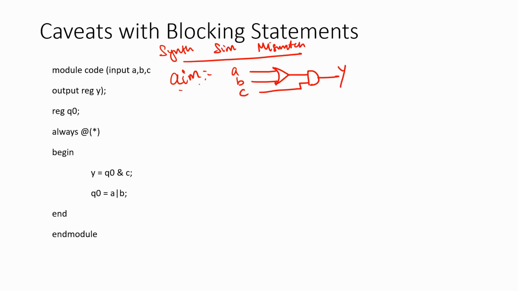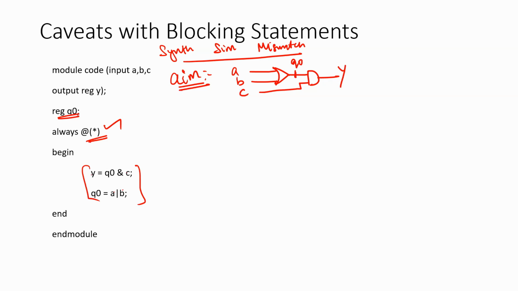Now, in the process of creating this, what did we do? Let us look at this. I created an edge called Q naught. This intermediate point is what I'm calling Q naught. Okay. I have written always at star, so no problem. Upon any change in A, B, C, this always block will be evaluated, so there is no problem here. But the problem is going to be here.